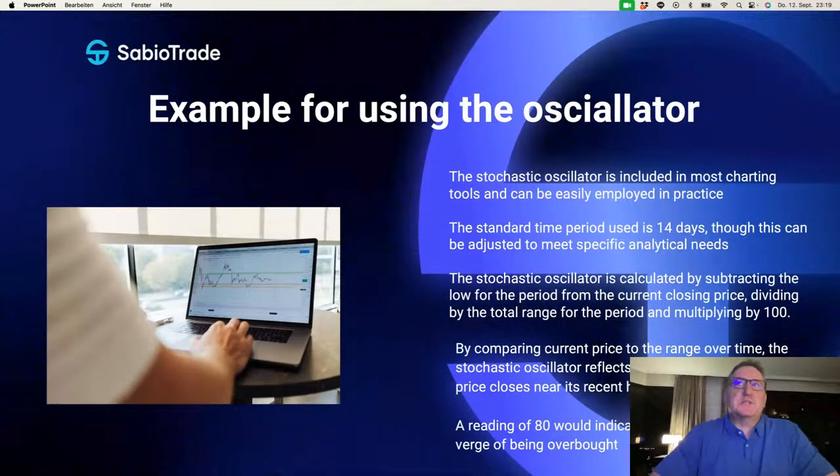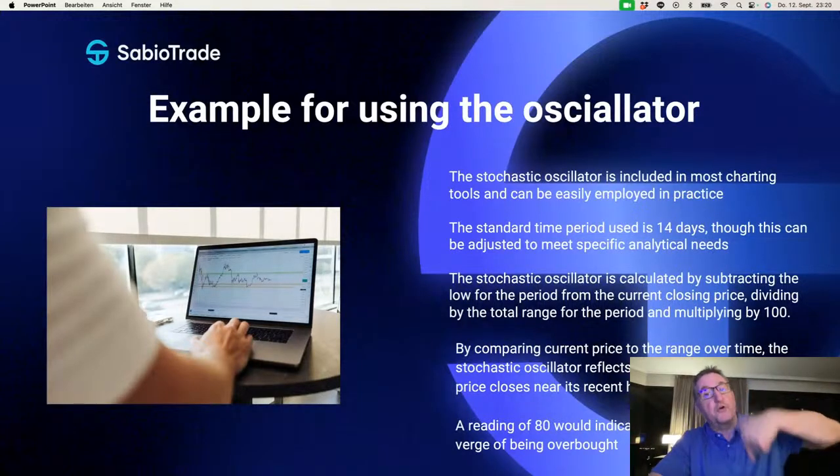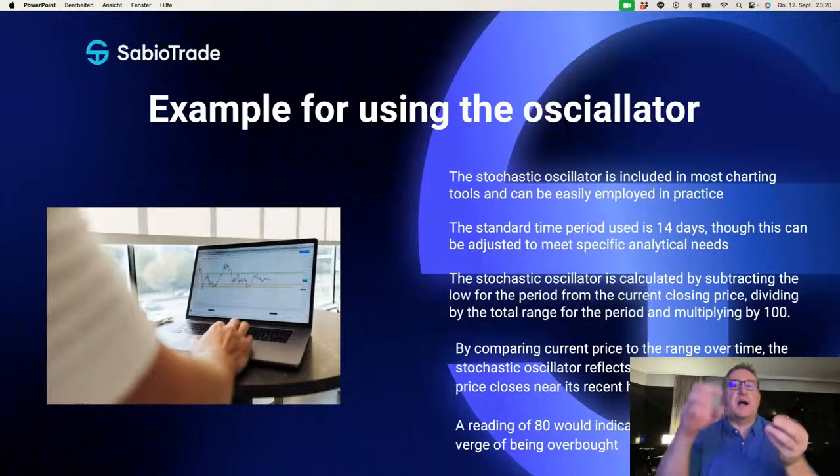The stochastic oscillator is included in the most charting tools in SabioTrade also, and can be easily employed in practice. So we don't use the 14-day number. We can adjust it to 13, as I told you. Yeah, and the stochastic oscillator is calculated by subtracting the low for the period from the current closing price, dividing by the total range for the period, multiplying by 100.